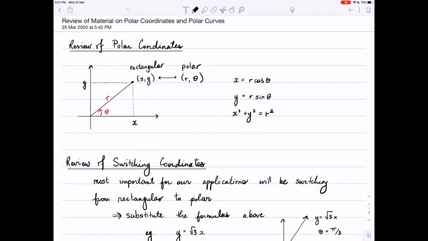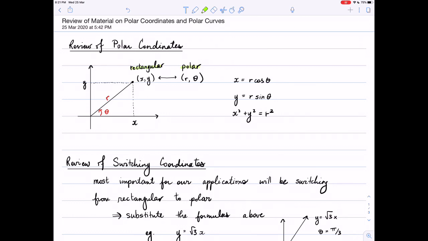In this video, we're going to review the material that we'd seen in class on polar coordinates and polar curves before our semester was suspended for 2 weeks. So we'd seen polar coordinates as opposed to rectangular coordinates. So polar and rectangular coordinates, let's just remember what these are.